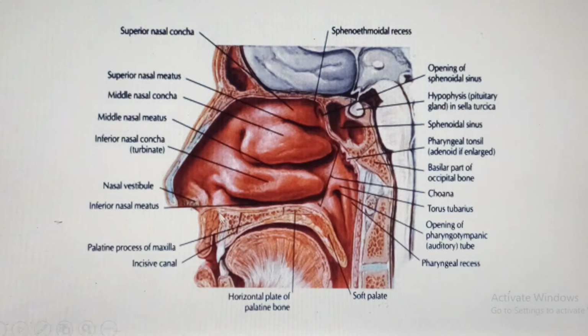Now there's a landmark which helps us distinguish between the vestibule and the nasal cavity proper, and that's this ridge-like structure we find over here, that margin, an elevated structure, and that is what we call the nasal limen, L-I-M-E-N, nasal limen.